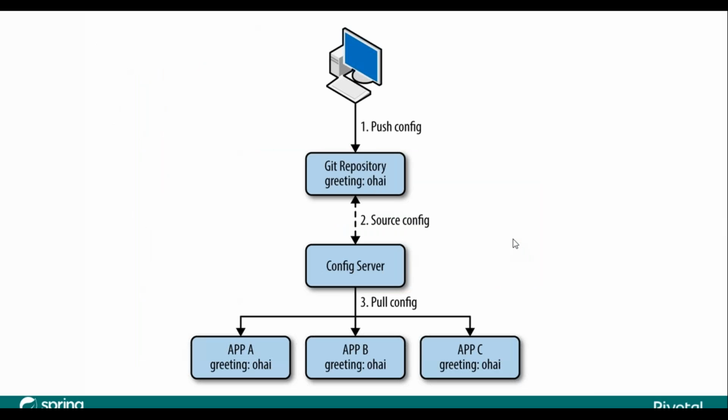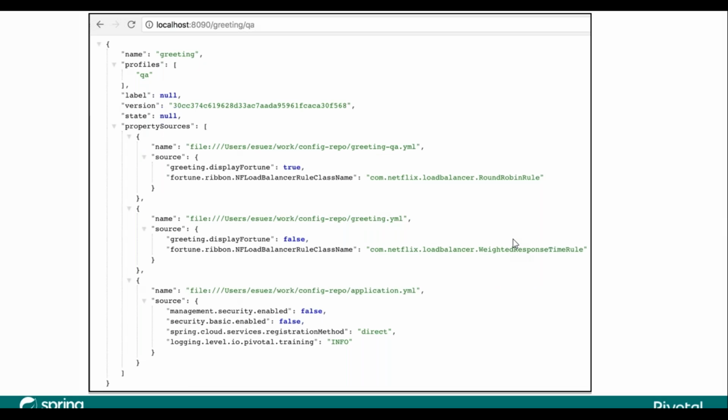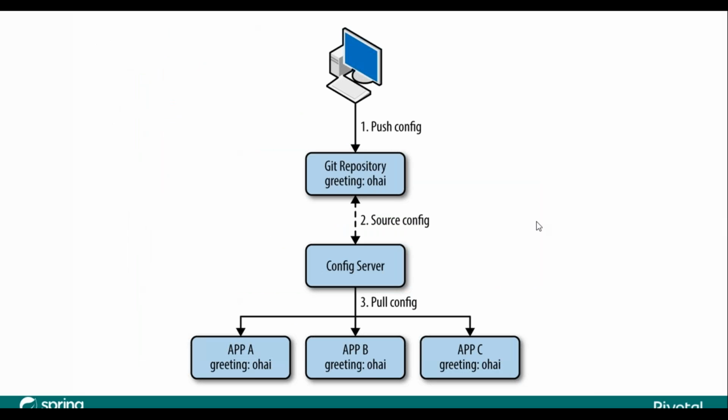Having said all these things, it's time for me to look at the architecture here. This architecture is very clear. We're going to have a centralized repository. In our example, I'm showing you the Git repository. So there is a property called greeting saying hi. That configuration is pushed by an ops team.